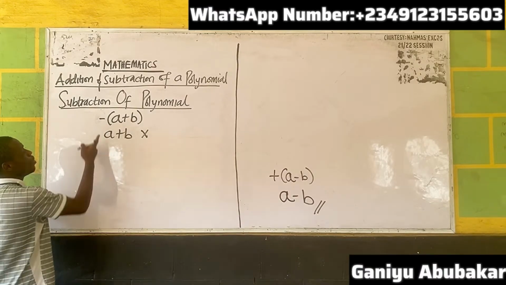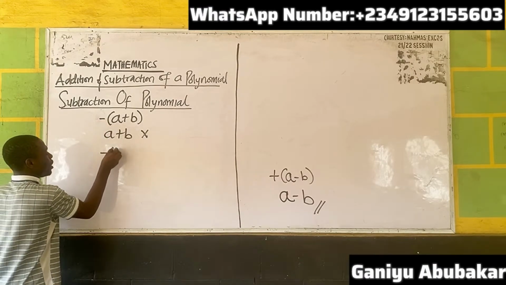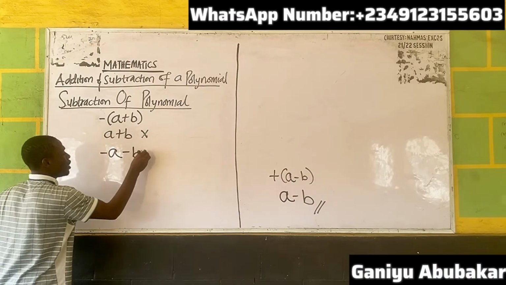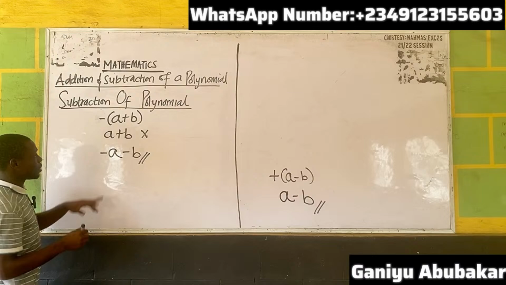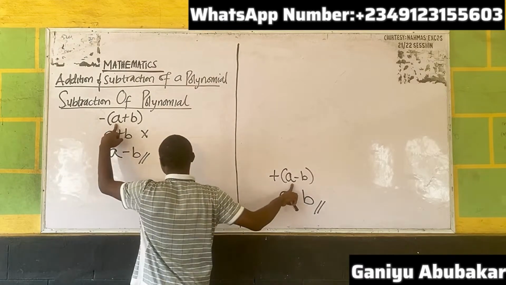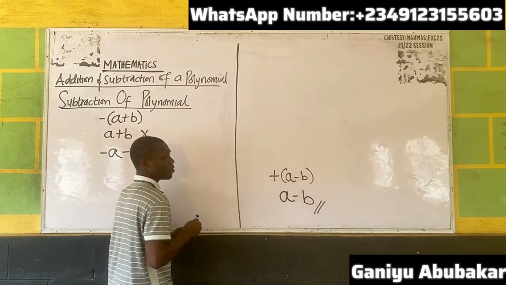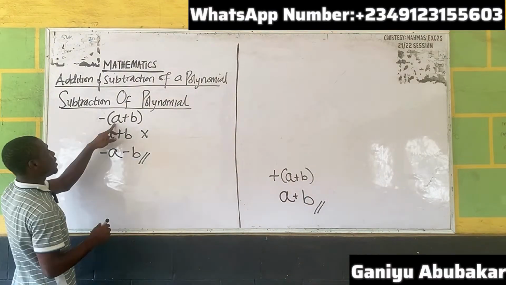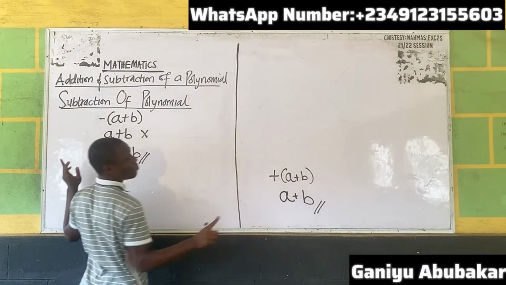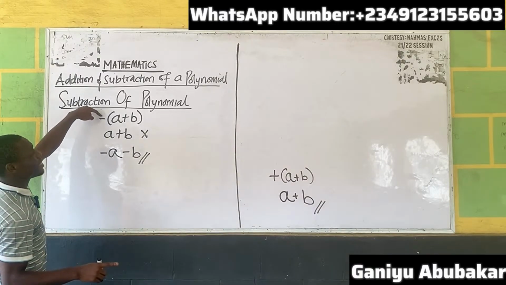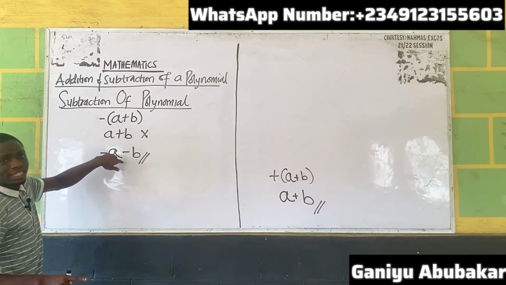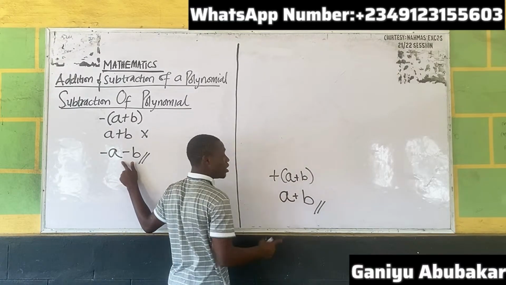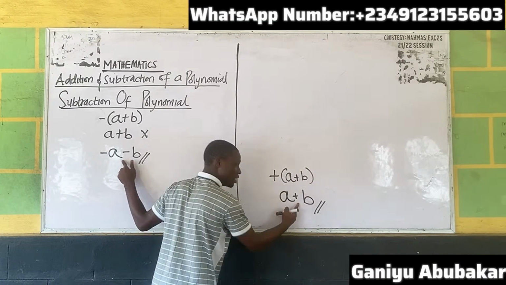What you do is this: minus times a gives you minus a. Minus times plus b gives you minus b. Observe the difference. If I put plus here, it becomes plus. Observe that whenever the sign is negative in front here, it affects the terms in the bracket. If it's positive, it does not affect the terms. If it's positive, positive; if it's negative, negative.